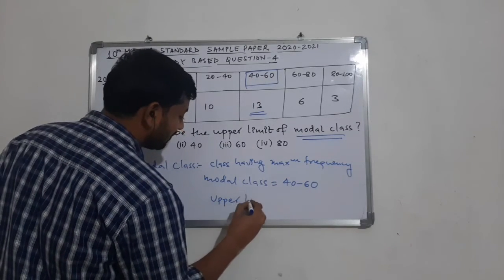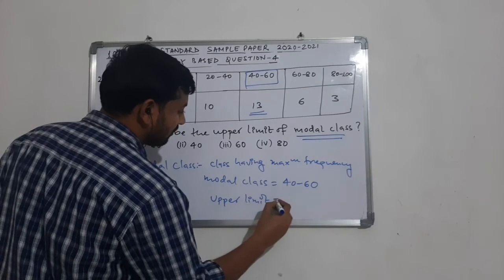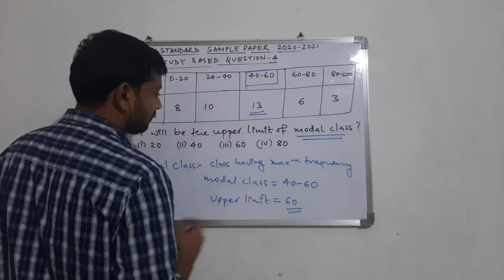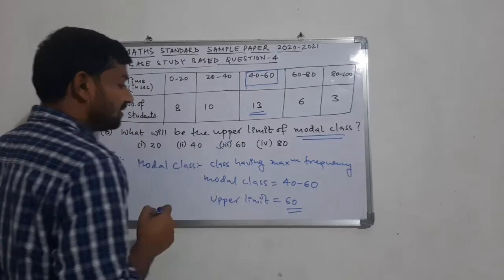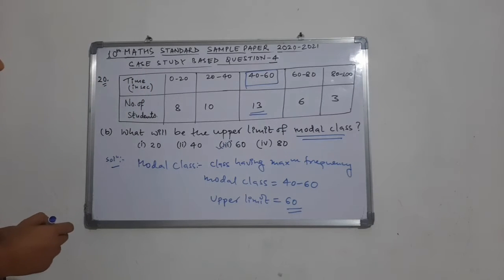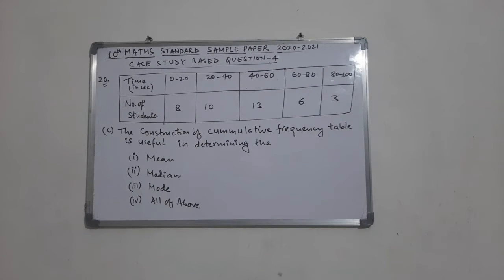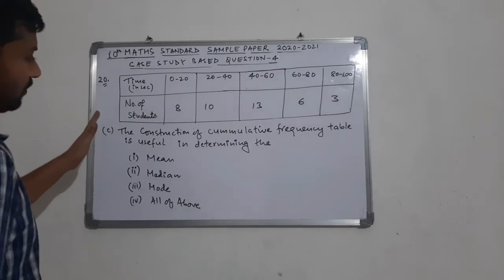We need the value of the upper limit. The upper limit is the greater value out of this, so the upper limit here is 60. So clearly the third option is the correct answer from the given options. Now let us come to the third part, the C part of question number 20.